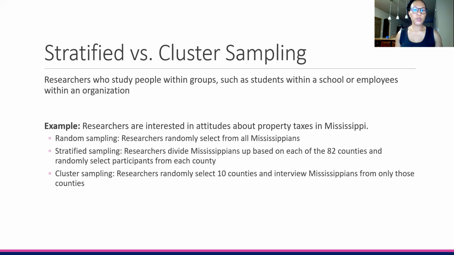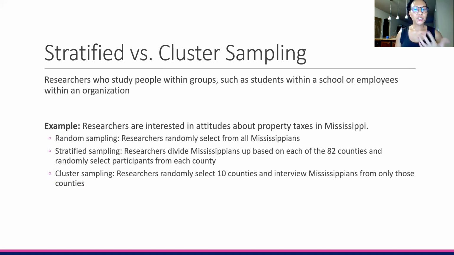Researchers are interested in the attitudes about property taxes in Mississippi. So if we're doing random sampling, the researcher would randomly select among all Mississippians. One of the things to note about random sampling is that it doesn't necessarily mean that individuals from everywhere in Mississippi would be selected for the study. It says that everybody has an equal chance of being selected for the study.